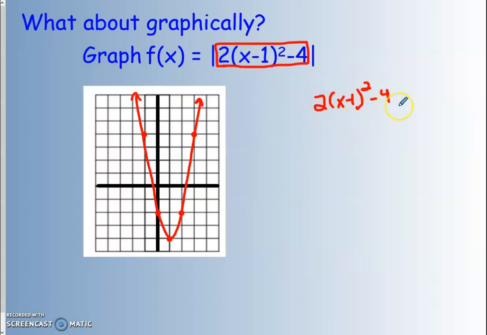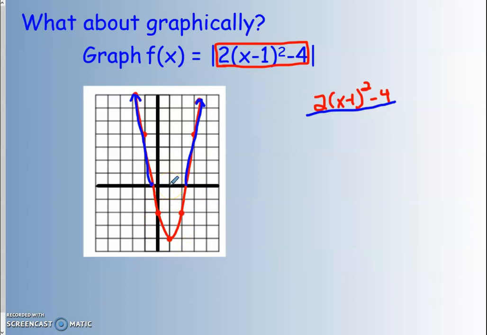So let's take a look at what my first function put out as its range. Well, it put out all these positive numbers. And when I take the absolute value of a positive number, it stays positive. And when I take the absolute value of 0, it stays 0. So all these positive numbers that came out of the first function stay positive. Well, what's the absolute value do to negative numbers? Well, all these negative numbers have to flip up and become positive.